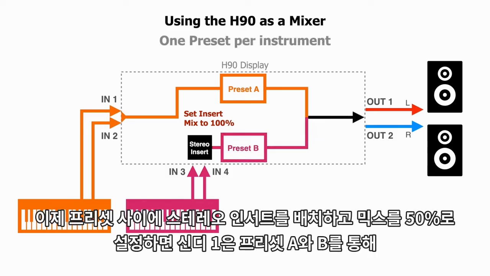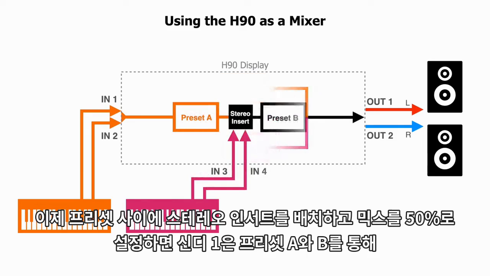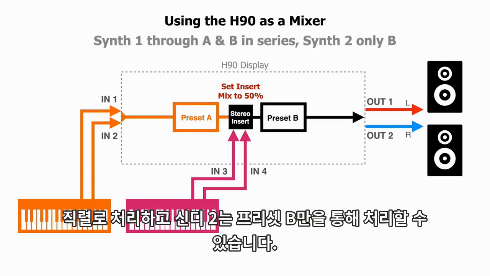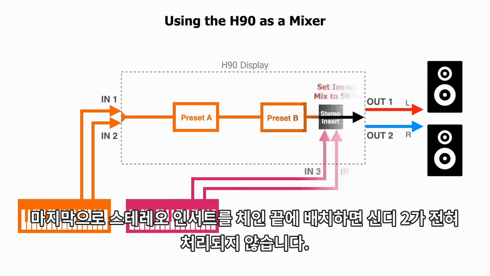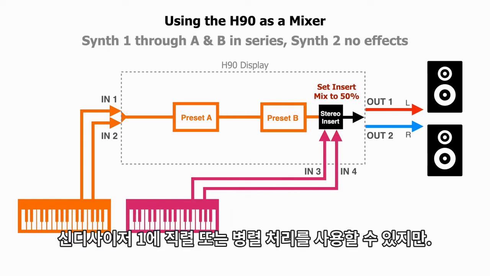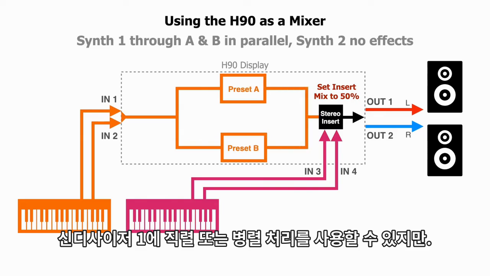If we now place the stereo insert between presets and set the mix to 50%, we can process synth 1 through presets A and B in series, and synth 2 through preset B only. Finally, placing the stereo insert at the end of the chain prevents synth 2 from being processed at all, while we can use serial or parallel processing for synth 1.